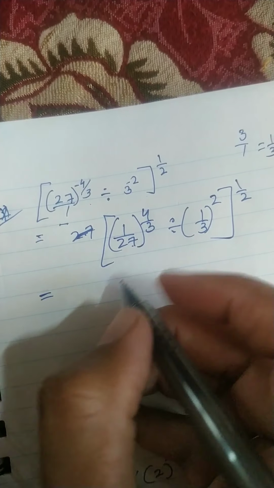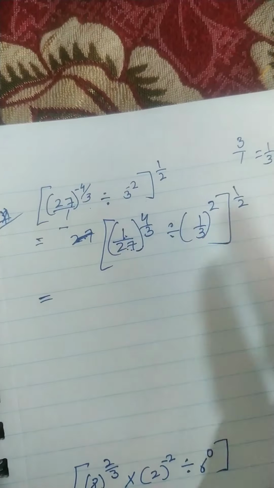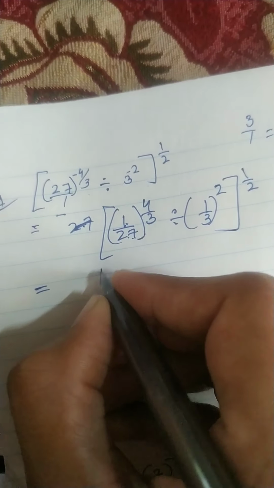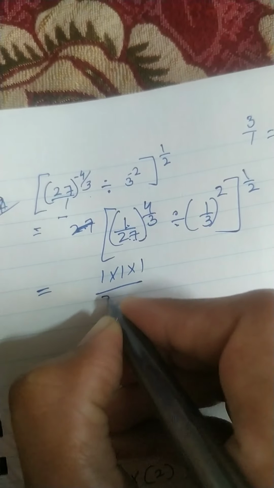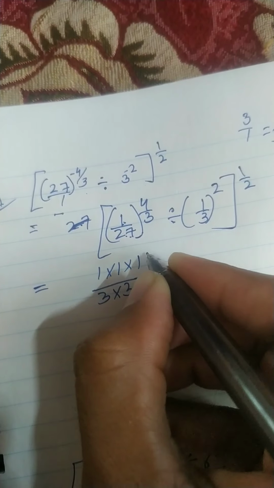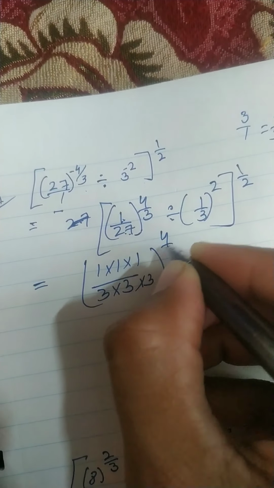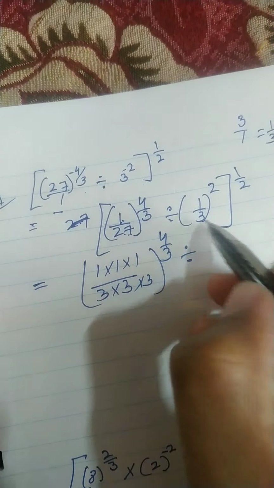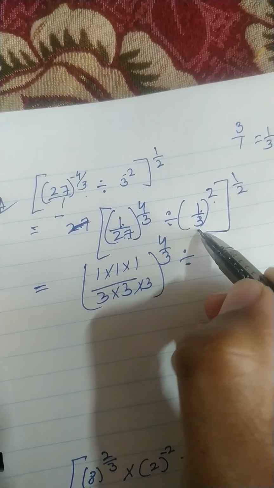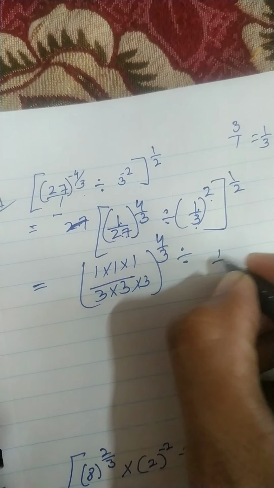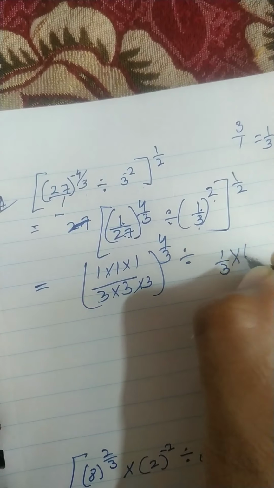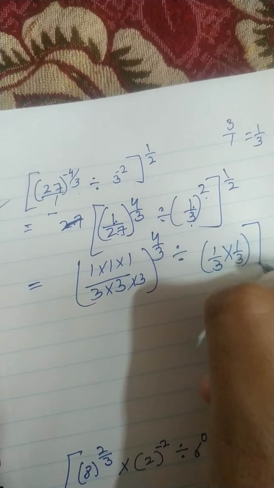Make factors of 27 and 1. 1 you can write how many times you want. 1 into 1 into 1. 3 times 3 is 9, 3 times 9 is 27, and the power is 4 over 3. 1 into 1 into 1. 3 cannot be split, so it will remain only 1 over 3. 1 over 3, 2 times we will write it.